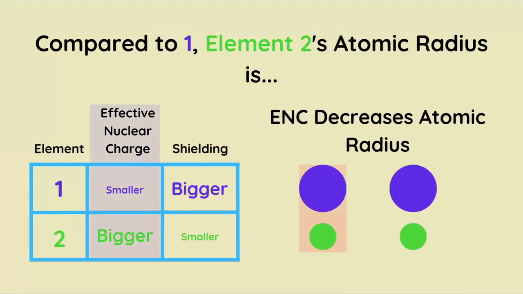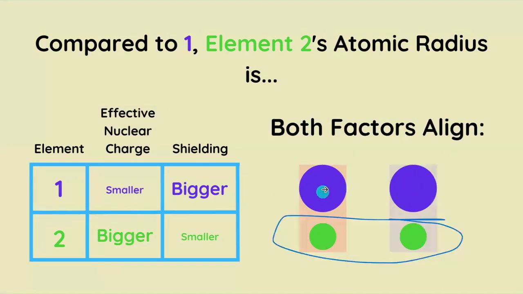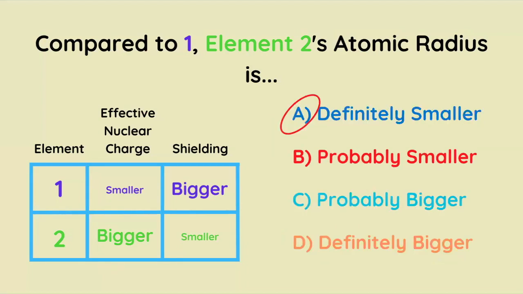And since ENC decreases atomic size, the fact that element 2 has more ENC than 1 supports the notion that element 2 is smaller than element 1. So both pieces of evidence tell us that element 2 should have a smaller atomic radius than element 1. So element 2 is definitely smaller than element 1.